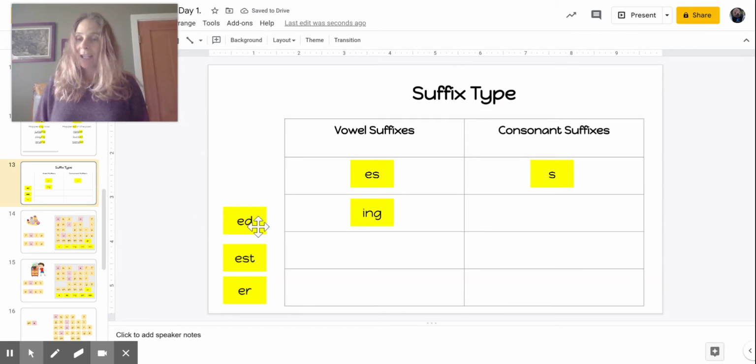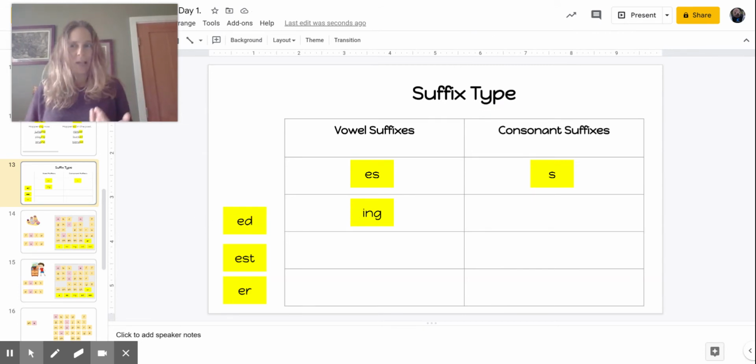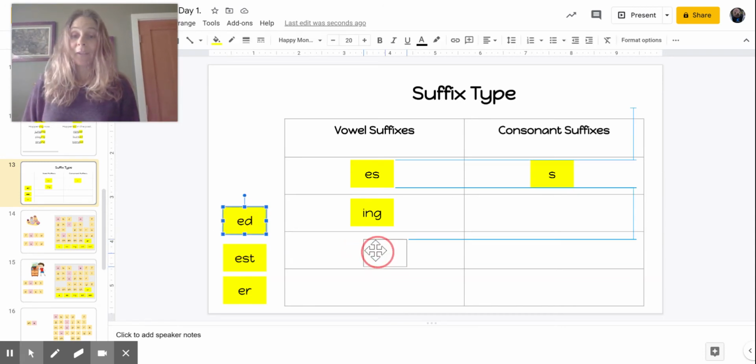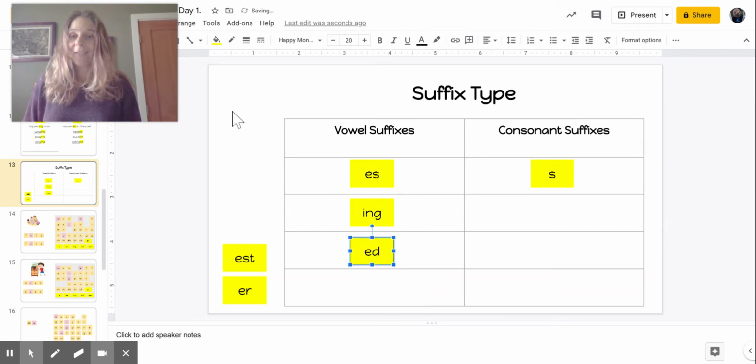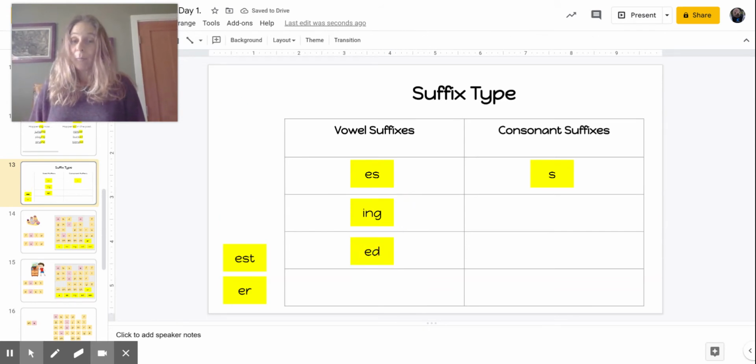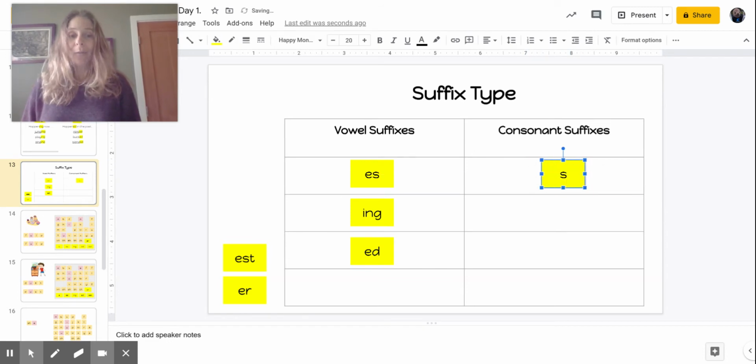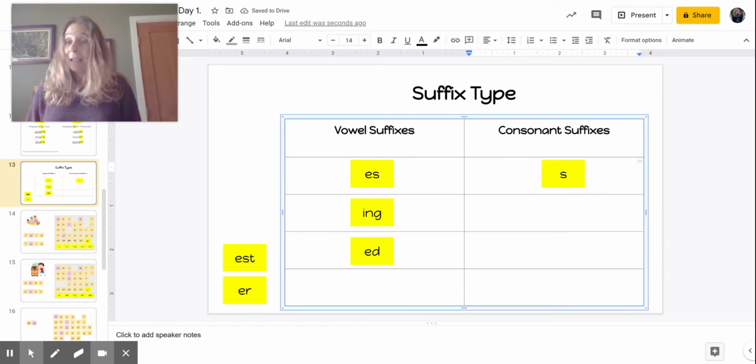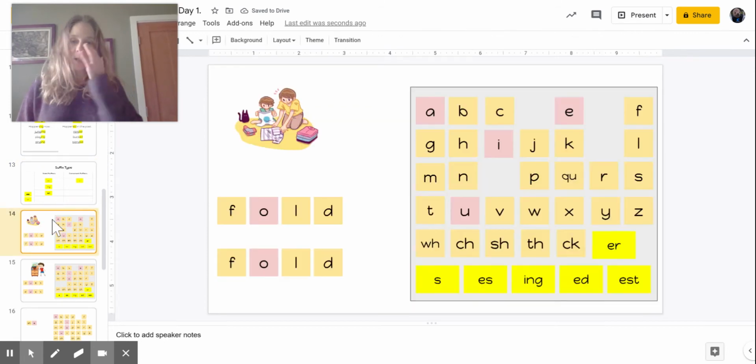And now let's take a look at ed. What type of letter does ed start with? A vowel. So I'm going to put ed in the vowel suffix side of the chart also. So those are both vowel suffixes. We've still got our one little consonant suffix over here, s, which makes the words plural. Oops, I moved it around. Okay, let's go build a few more words. Okay, and then we're going to do some writing, but I'll tell you when, so just be patient.